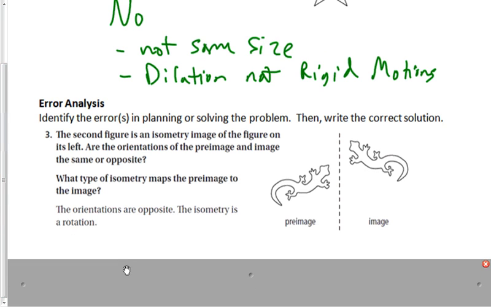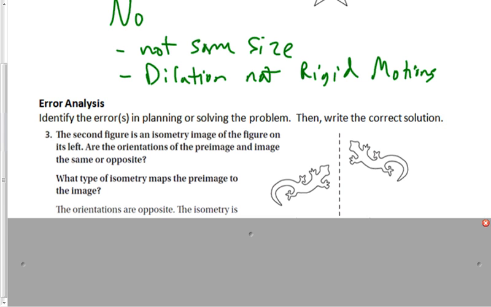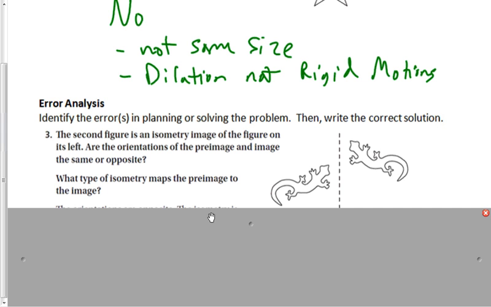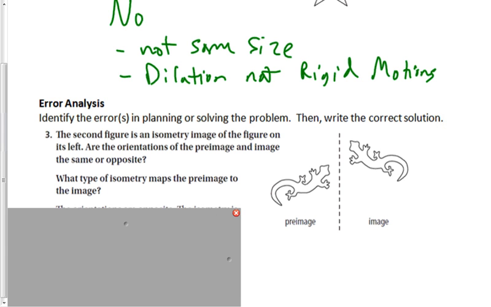All right. Here's a tricky one. Identify the errors in planning or solving the problem. Take a look at this. It says the second figure is an isometry image of the figure on the left. Are the orientations of the pre-image and image the same or opposite? See if we can look at it. All right, they look opposite to me. What type of isometry maps the pre-image to the image?